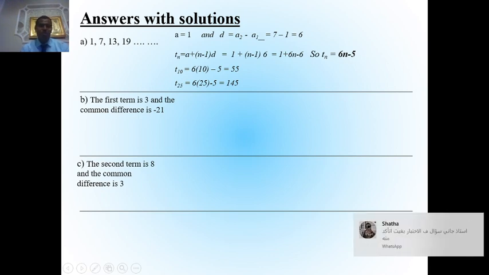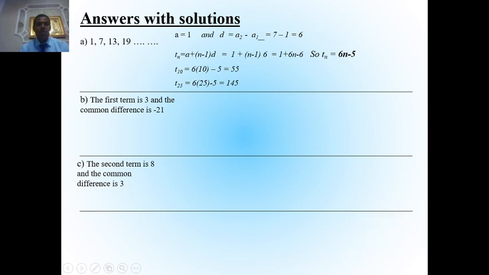Then in order to work out the 10th term, just make 6 multiplied by 10 minus 5, it will be 55. The 25th term, we use this formula, 6 multiplied by n, which is 25, minus 5, gives 145.